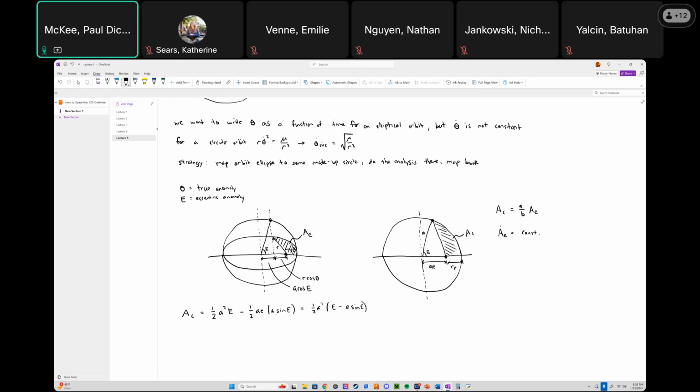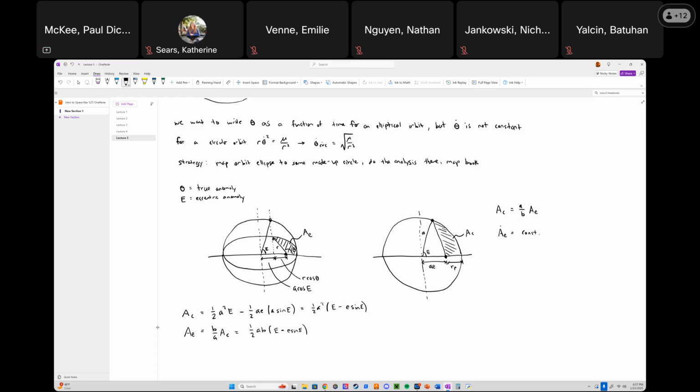Already, this is starting to look a little bit familiar if you've seen Kepler's equation before. Now, the elliptical area here is just the scaled form of the circular area, right? Isn't it just B over A times the circular area? Which you could also say is 1/2 A B (E minus E sine E).